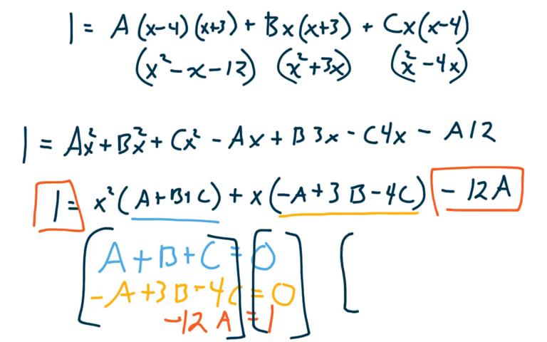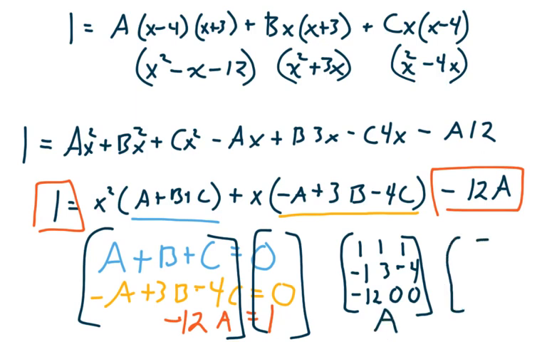And the beauty in this method is that all you got to do is pick the coefficients of your variables. So the coefficients of a, b, and c are 1, 1, 1, -1, 3, and -4, and then -12 is the coefficient on a, but zeros are the coefficients on the b and c that do not exist. And we usually call that matrix A, and then we take the constants, that is 0, 0, and 1, and we call that matrix B.